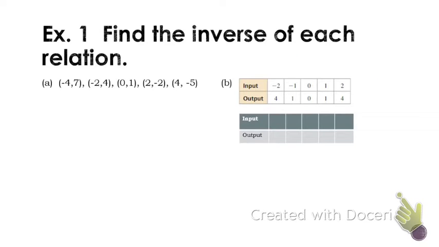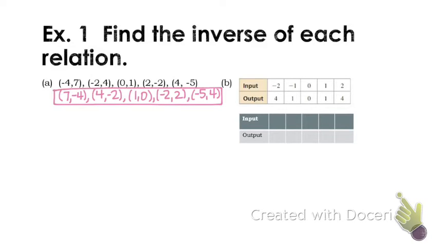It says find the inverse of each relation. So we have these ordered pairs and we should be able to switch the x and the y coordinates pretty quickly. What would be the inverse of the ordered pair -4, 7? 7, -4. What would be the inverse of -2, 4? 4, -2. What would be the inverse of 0, 1? And what would be the inverse of 2, -2? And what would be the inverse of 4, -5?